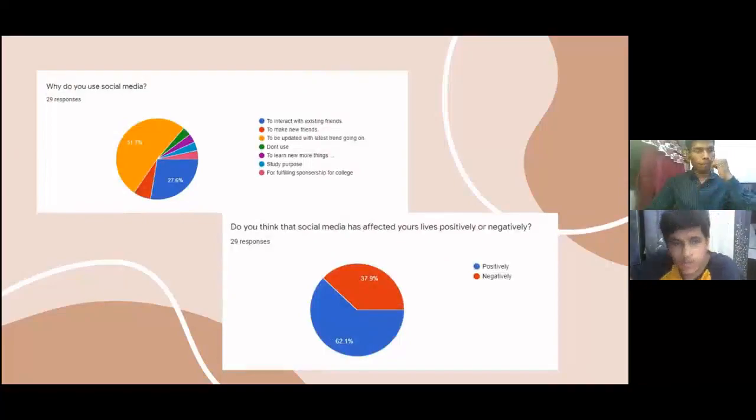Okay, so the next question we asked was, why do you use social media? And as expected, 51.7% were just using social media to be updated with the latest trends going on. Then 27.6% were using it for study purposes, and the rest of them are in little proportion.